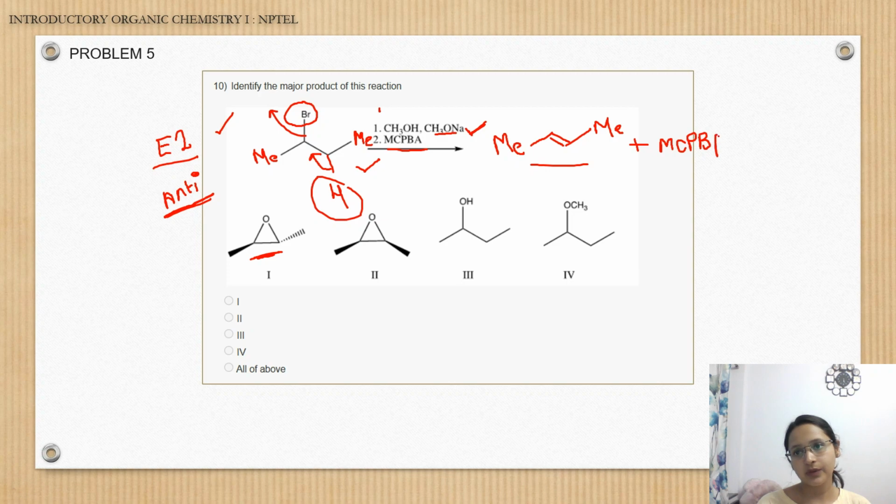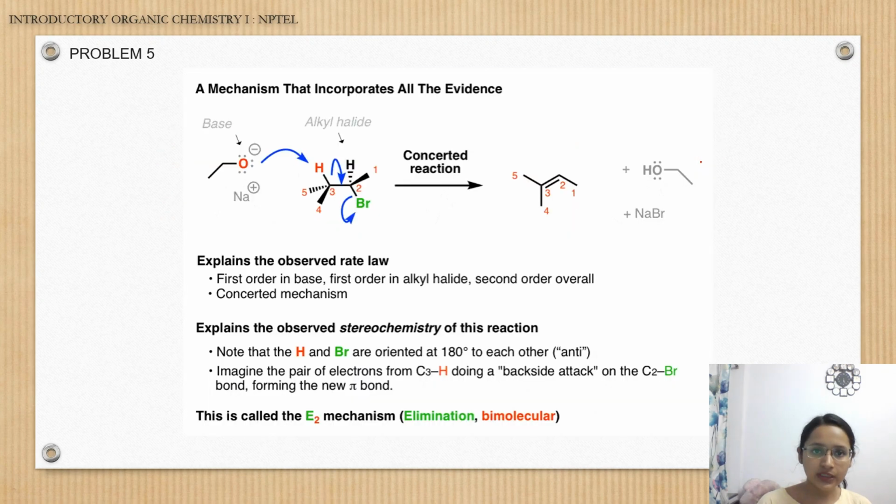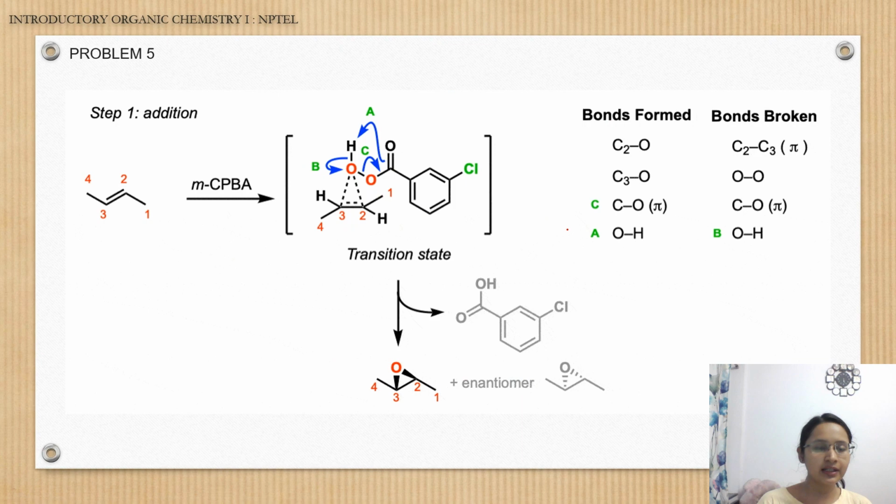This MCPBA was added now. So what is the structure of MCPBA and what will it do? You have to see now. So this was the E2 elimination mechanism. I have told you that the base will abstract this and this will go like this. So it is the E2 elimination. You can refer to this, those who haven't attended the last lecture.